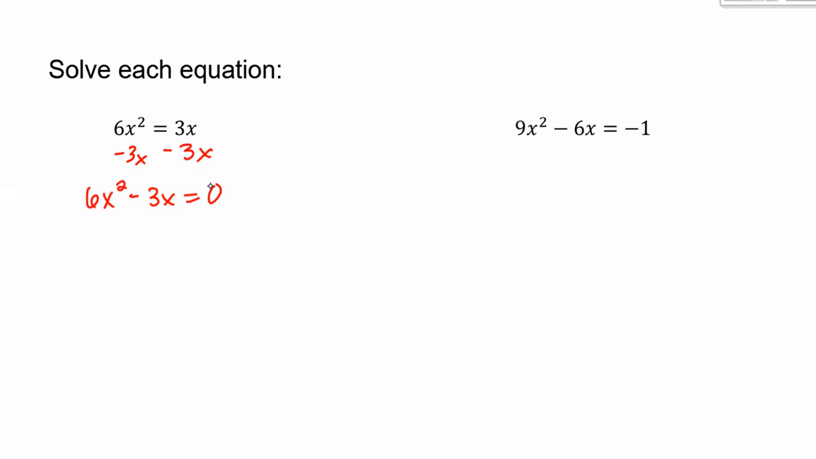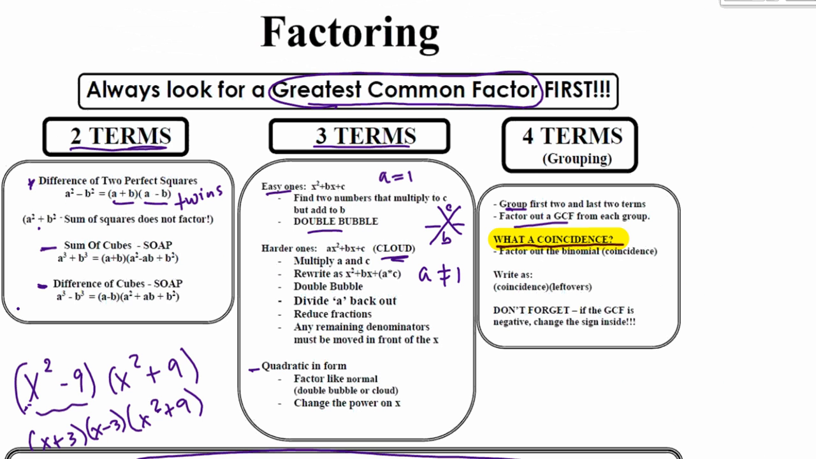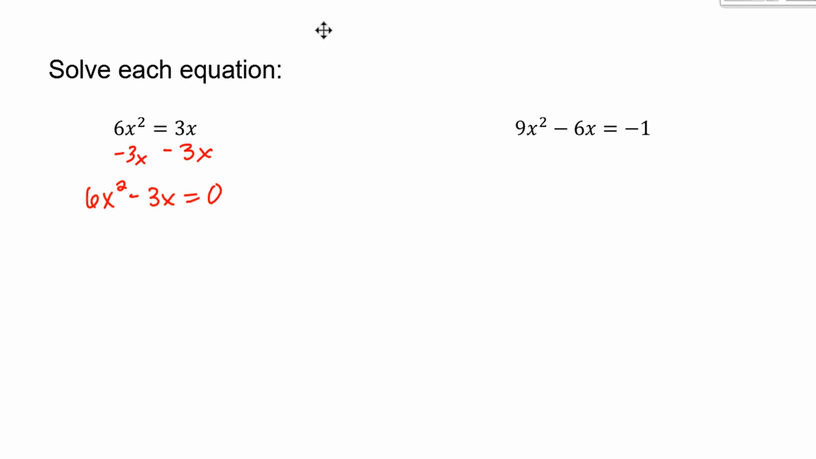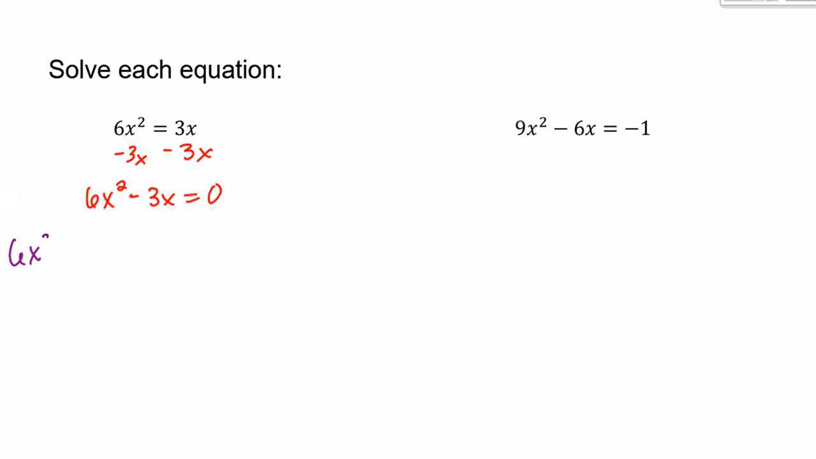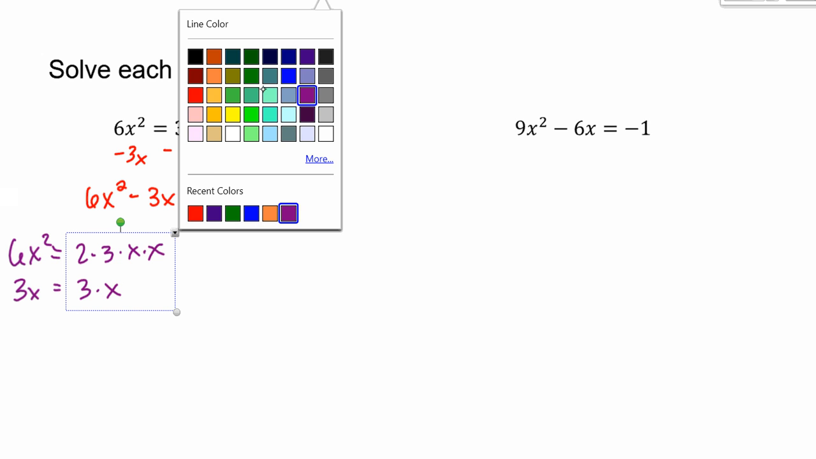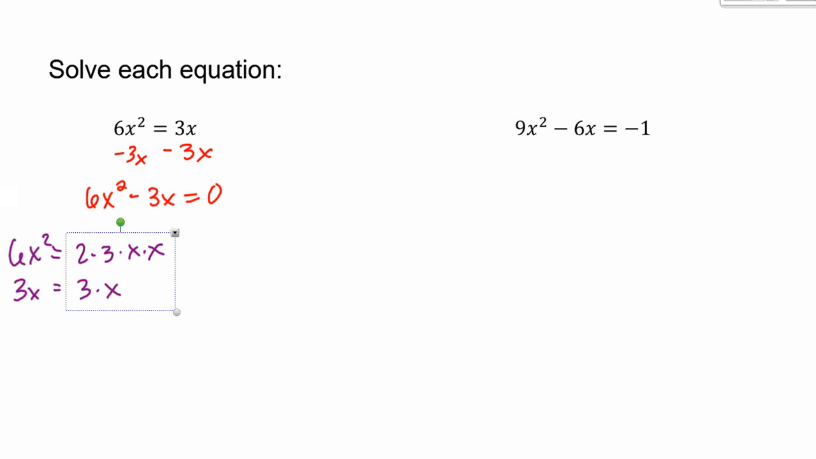So I get stuck. Okay, I go back to my reference sheet back here, and I go, okay, what did I do wrong? What am I missing? What did I forget to do? Gosh. Very beginning, always look for that GCF. Now, I know some of you can see it in your heads just by looking at it, what the GCF is, and that's fine. You don't have to write this process out. Some of us need to see it. So factors of 6x squared, 2 times 3 times x, factors of 3x. So it looks like they've got a 3 and an x in common.